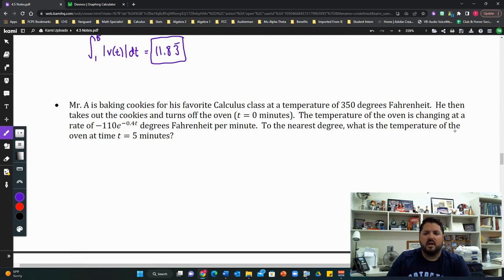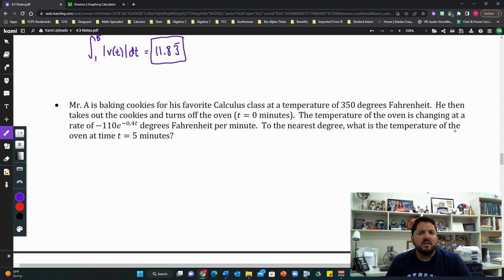All right, let's take a look at another one of these. So another kind of net change problem. Again, displacement and total distance traveled are specific examples of net change relative to our particle motion stuff, okay? So for this next one, Mr. A is baking cookies for his favorite calculus class at a temperature of 350 degrees Fahrenheit. He then takes out the cookies and turns off the oven, and that's when the clock starts. So that corresponds to t equals 0 minutes.